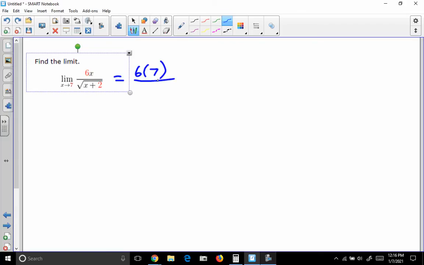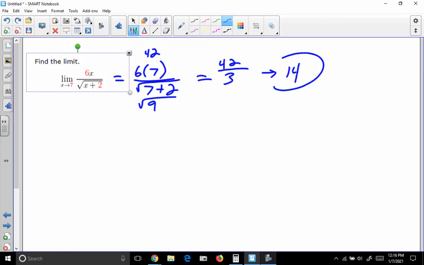Replace x with 7, replace the other x with 7, so we get 6 times 7 on top. We get 7 plus 2, which is 9 on bottom, so we get 42 on top. The square root of 9 is 3. That reduces to 14. So that's our limit. As x gets closer to 7, we get 14. So that's nicer than having to plug in lots and lots of values to find out what we're going towards.